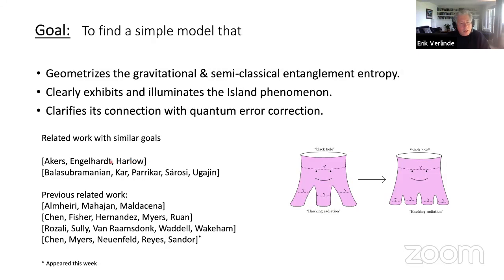There is certainly a nice, very simple model by Akers, Engelhardt, and Harlow that uses pictures like this. This is one way of thinking about this island phenomenon in terms of the entanglement with the radiation or the entanglement with the black hole. But our model is going to be a little more sophisticated than this one. There are actually other papers that have similar ideas. There's one very recent one that came out this week by Rob Myers and his collaborators. And the model I'm going to describe has some similarities with what they're doing. Anyway, these are our related works. And certainly some of these papers also were inspiring for our work.